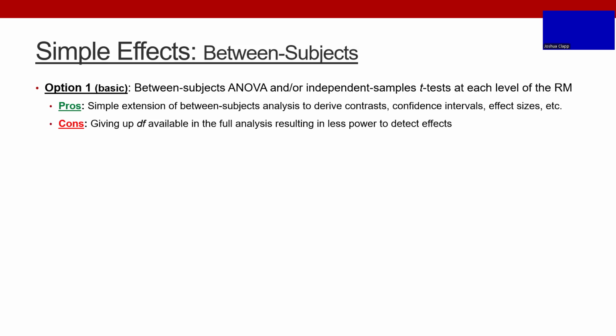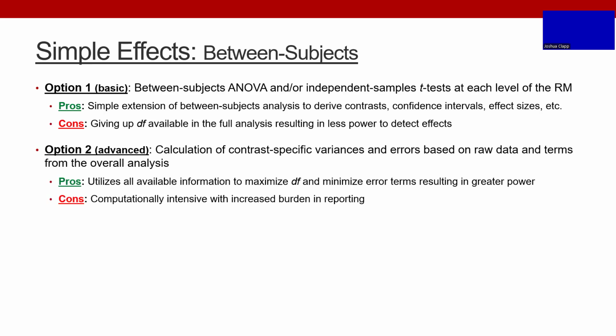Now, the pros of this: it's a simple extension of the between-subject stuff that we did all last semester. Look at contrasts, confidence intervals, effect sizes, things along those lines. The drawback is that we're giving up our degrees of freedom for the full analysis, so we have less power, right? Which sucks. And also, if we have massive violations across the board, we want to be really careful about pulling a term from the overall ANOVA and just running with it, because that starts to get dicey.